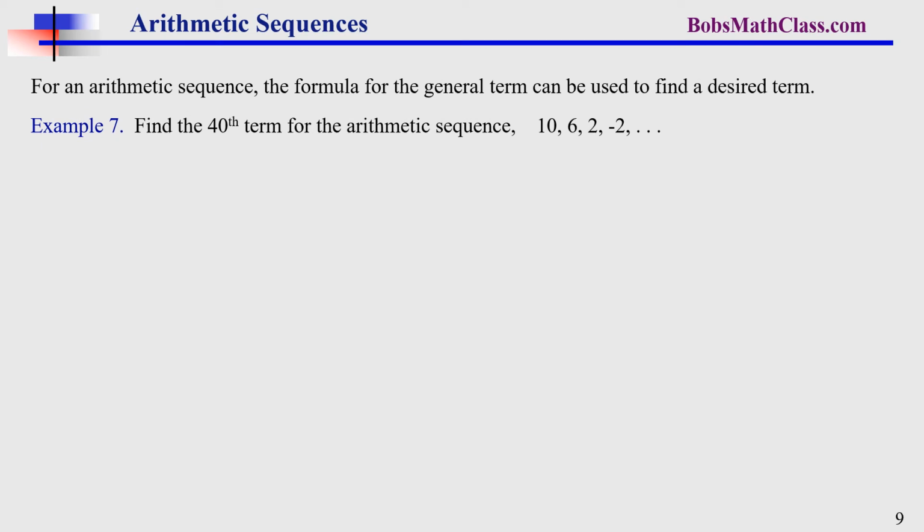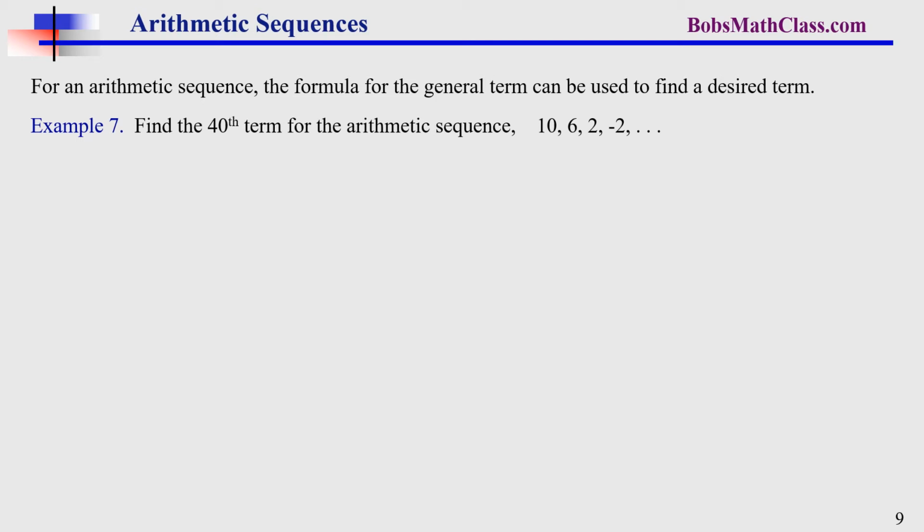The formula can also be used to find a desired term. Example 7. Find the 40th term of the arithmetic sequence 10, 6, 2, negative 2, dot, dot, dot. So do you see what's happening here? We have the first 4 terms listed. We want the 40th term. That's quite a ways down the row, right? We don't want to do that much work. We could keep writing it until we find it.